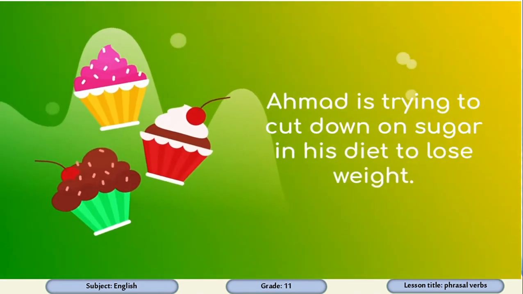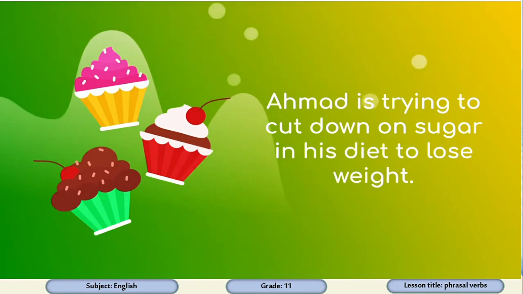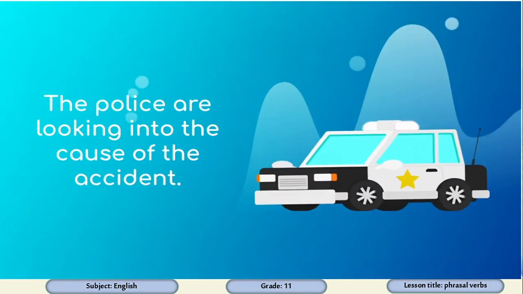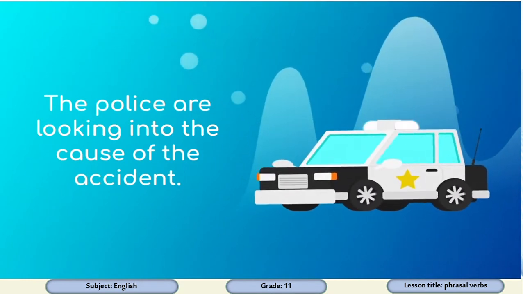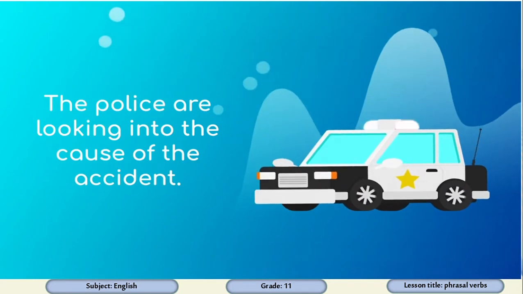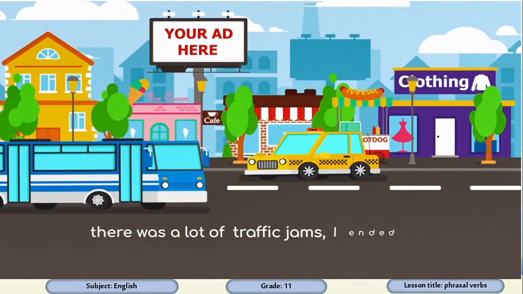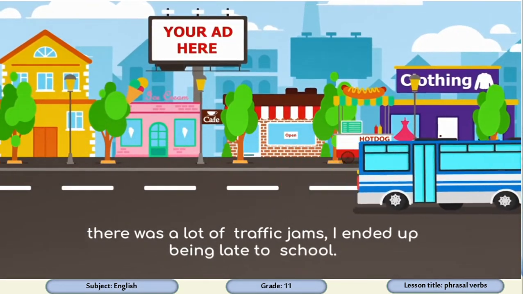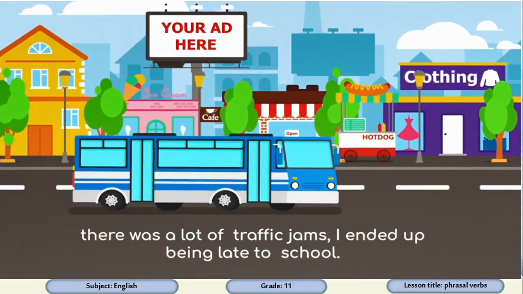What's the meaning of cut down on? Ahmed is trying to cut down on sugar in his diet to lose weight. Look into. Let's see the example. The police are looking into the cause of the accident. They are still investigating. Now let's try to find the meaning of end up doing something. There was a lot of traffic jams. I ended up being late to school.